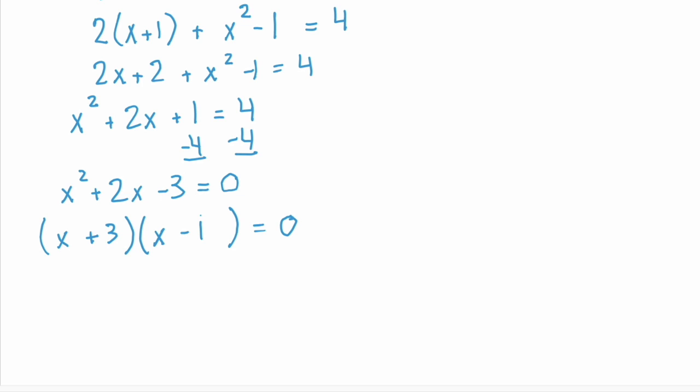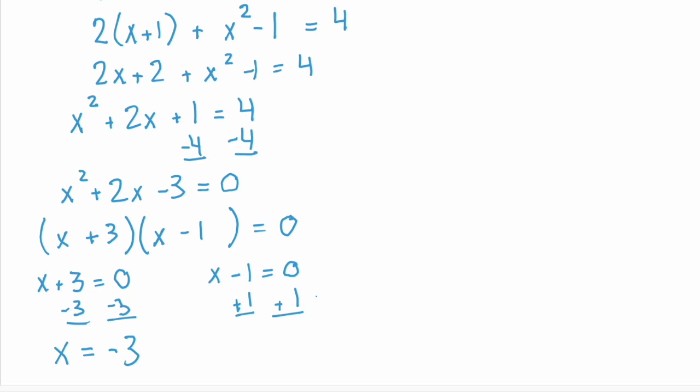Then remember zero product property. We can solve this. x plus 3 equals 0. x minus 1 equals 0. Solve each of those. The first one tells us that a possible answer is x equals negative 3. We say possible because we need to check these at the end. It's very important when you have rational expressions. And the second possible answer is x equals positive 1.